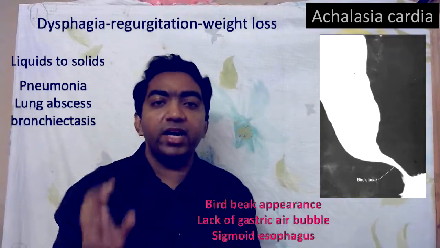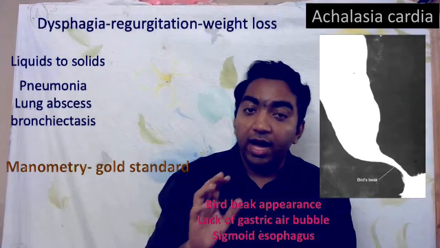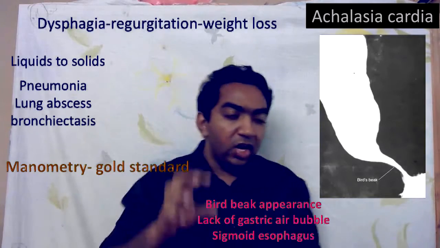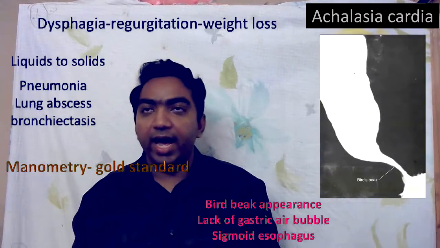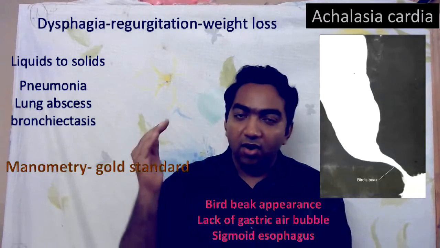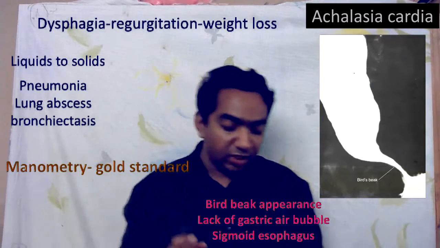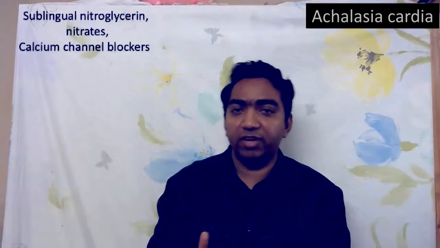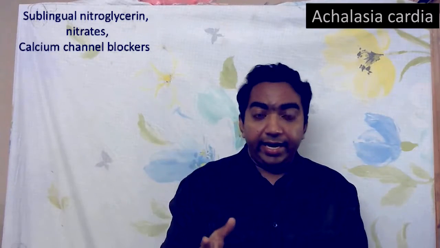Now, manometry is the gold standard in case of achalasia cardia. We can see the lower esophageal sphincter tone is high and the esophageal peristalsis is of lesser pressure in case of achalasia cardia. Now, the medical management of achalasia cardia includes sublingual nitroglycerin, calcium channel blockers, and nitrates. That is the medical management.